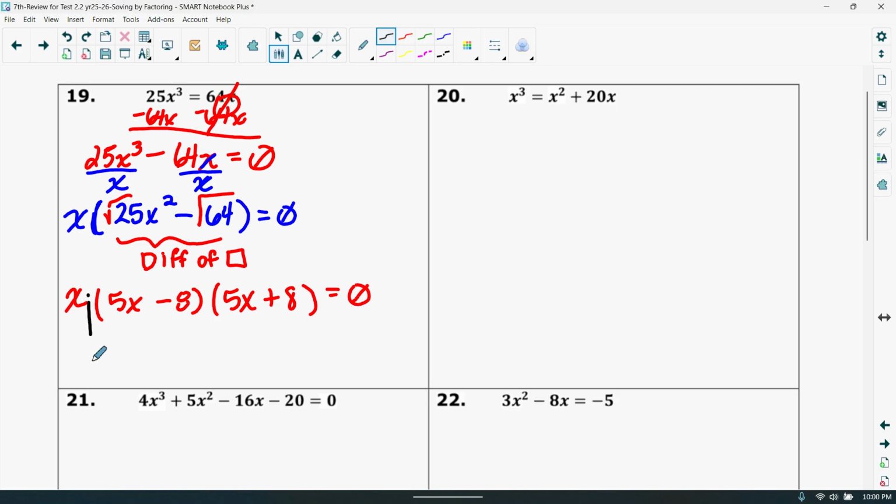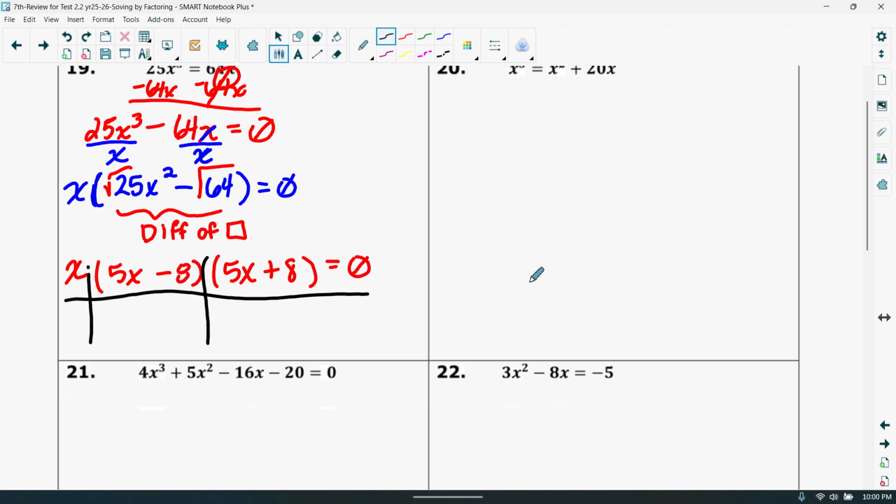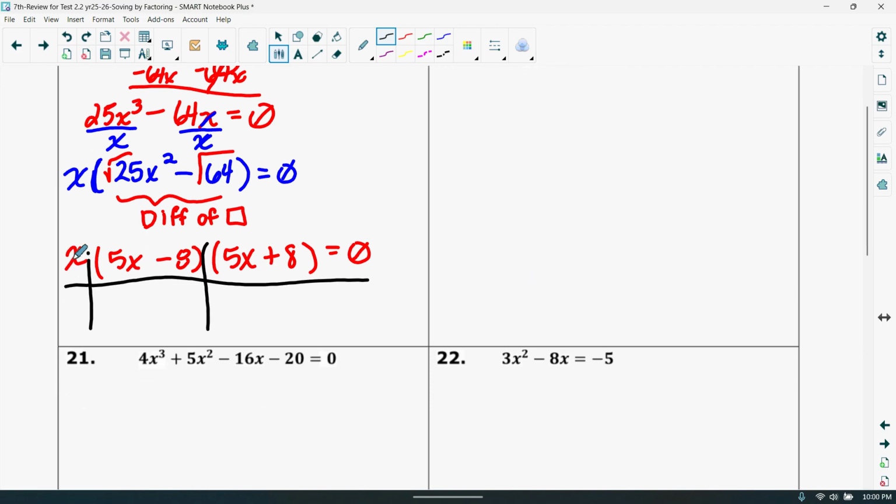So my solutions are what I'm solving here. Let me come down here. X is one of the factors. We're going to make that equal to 0. Well, that's one of our solutions. But this 5x minus 8 is going to equal 0. And we're going to solve for x.